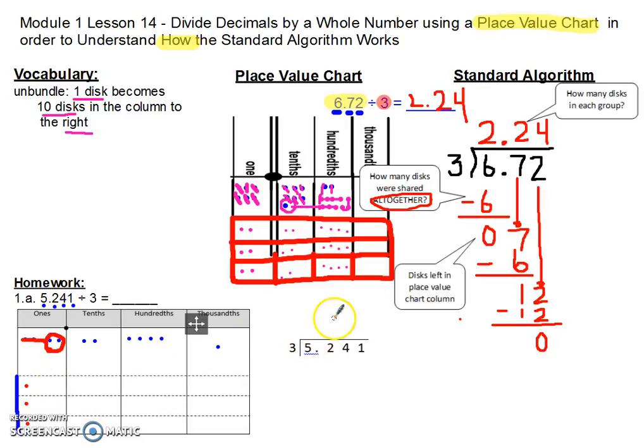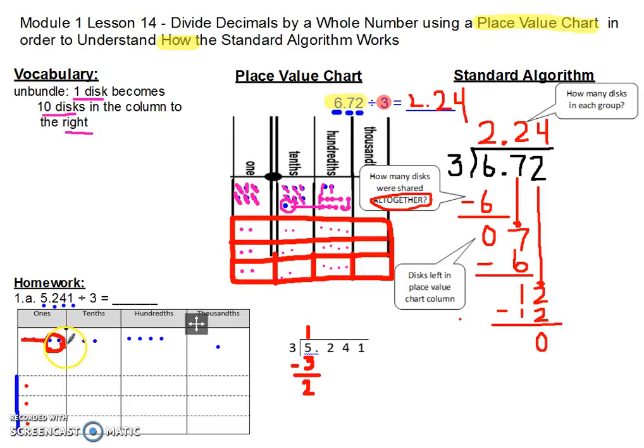The top is how many discs are in each group, and each group has 1 disc. So I put that on top, and then I asked myself, how many did I share all together? And all together, I shared 3 discs. So I have 5 minus 3 is 2, and I check that against how many I have left, which is 2. Now I ask myself, how can I keep sharing these discs?